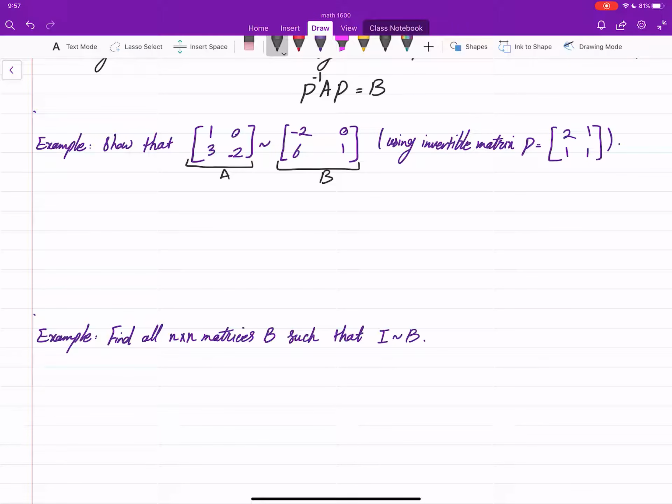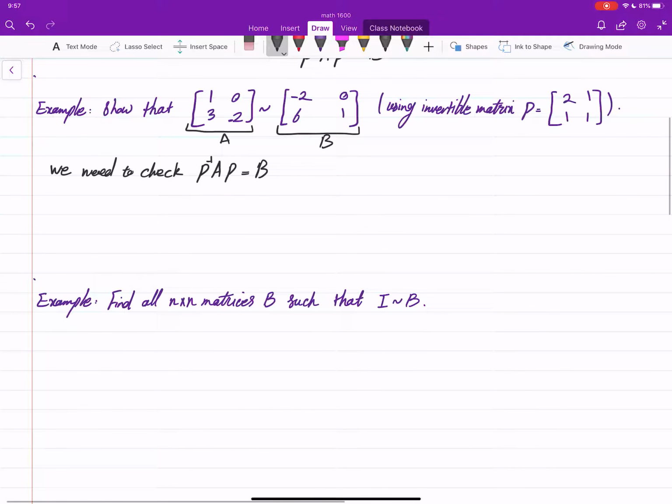Here P is given, so we need to check that if we multiply P to A from the right and P inverse from the left, we get the matrix B. We need just to check that. So here P is a 2 by 2 matrix. P inverse, we know how to find it. It's easy. Just interchange entries on the main diagonal, multiply off diagonal entries by -1, and take 1 over the determinant. So 2 times 1 minus 1, it is 1.